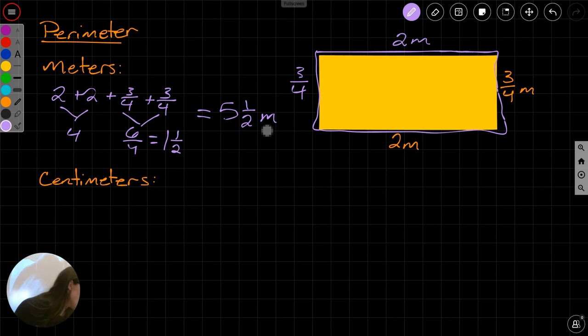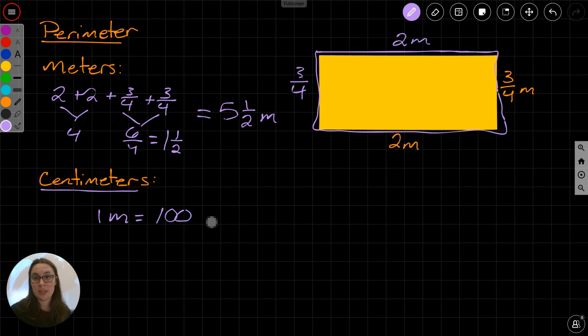meters. So the perimeter in meters, fairly straightforward. Remember to write your units. M is short for meters, and the perimeter of this rectangle in meters is 5.5 meters. Now, let us find the perimeter of this rectangle in centimeters. Remind me again, 1 meter equals 100 centimeters.